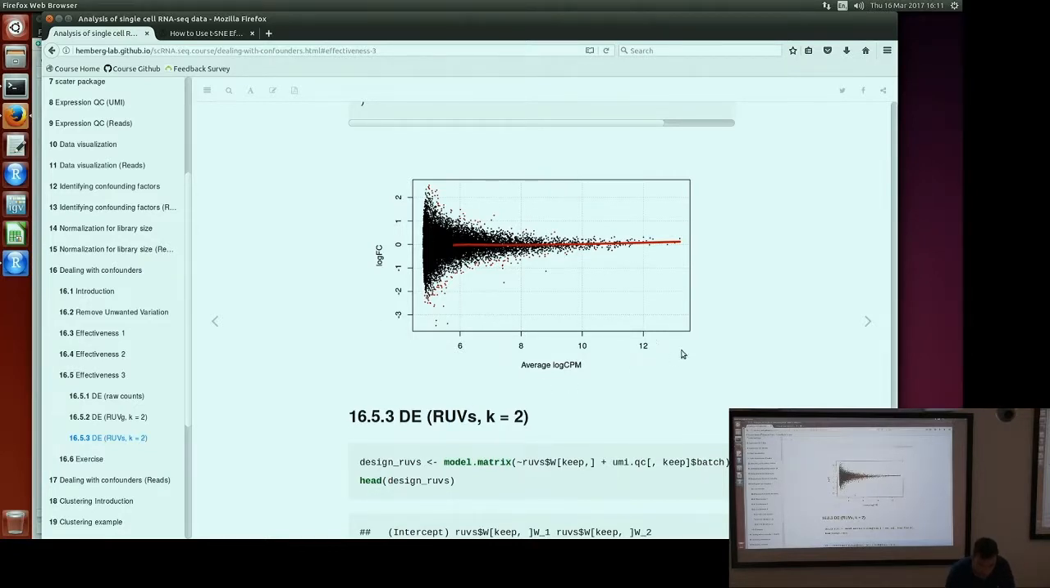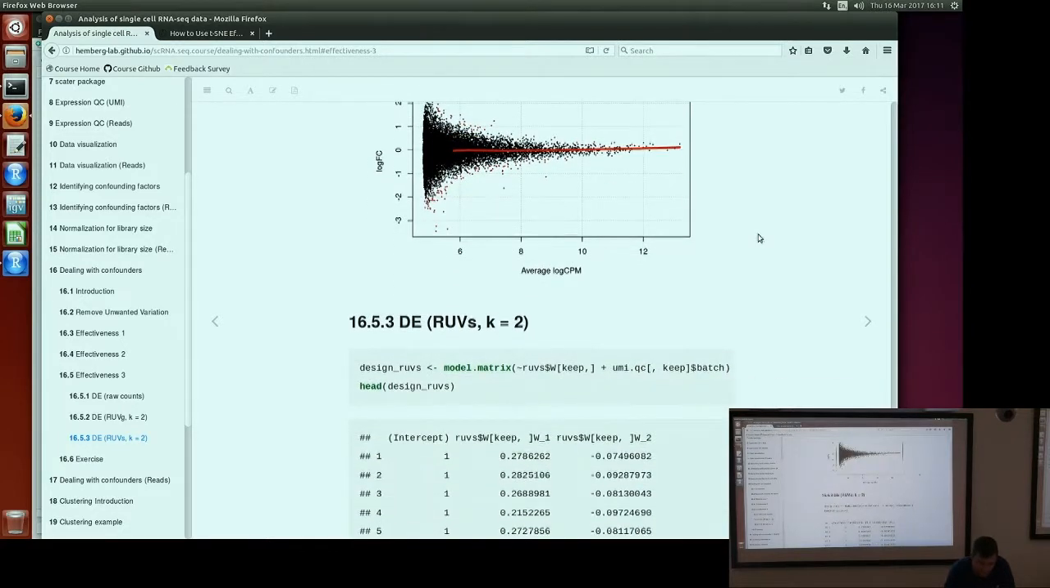These log fold changes are sensible, and we've discovered slightly fewer DE genes between the batches. So insofar as that goes, we'd say that RUVG with k equals 2 is better than just using raw counts.